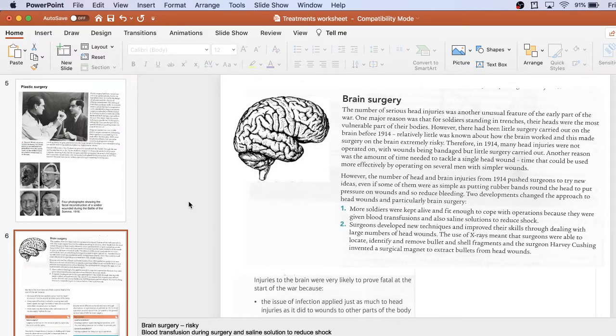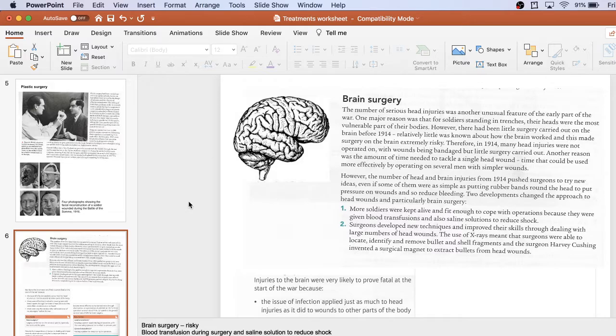Now, brain surgery is by nature risky. You require a lot of blood to do brain surgery because it's such a particular, very sensitive organ. And you need saline solution to reduce shock. So that's just the context of it. Now, really, the brain surgery would have been so important because of the shrapnel casualties that have come in. Remember, 58% of people were casualties of shrapnel, potentially that being in the brain.